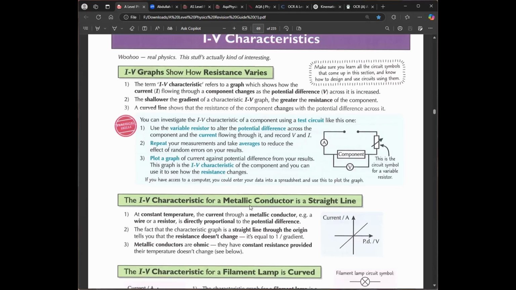So the IV characteristic for a metallic conductor is a straight line because it's an ohmic conductor in most of the cases at constant temperature. They had to write this. The current through a metallic conductor, for example a wire, is directly proportional to the potential difference.